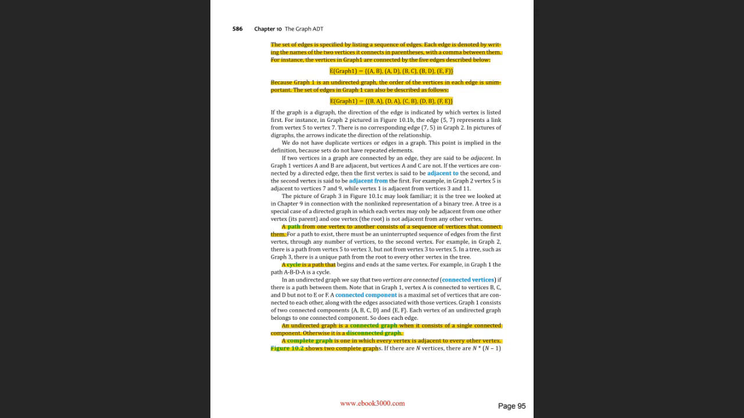Okay, so this is the representation of the graph. Then path.